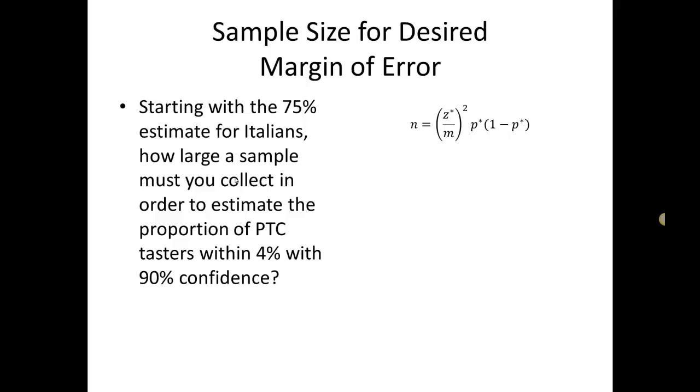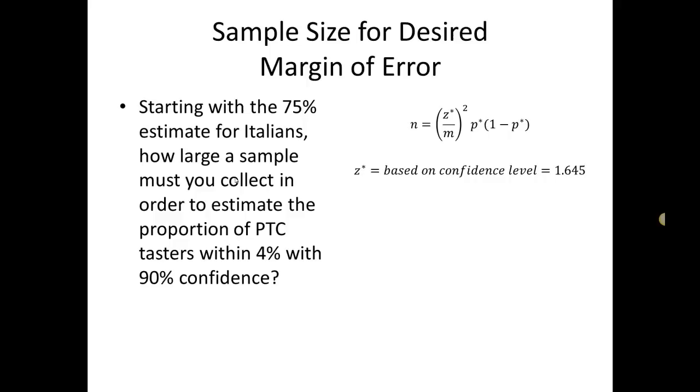All right, so we have this formula. It's basically the margin of error formula for one sample proportions that's been solved for n. Everything's just been manipulated around to solve for n. So n is equal to z star over m, that quantity squared, times p star times 1 minus p star. That'll give us the sample size we want for our desired margin of error.